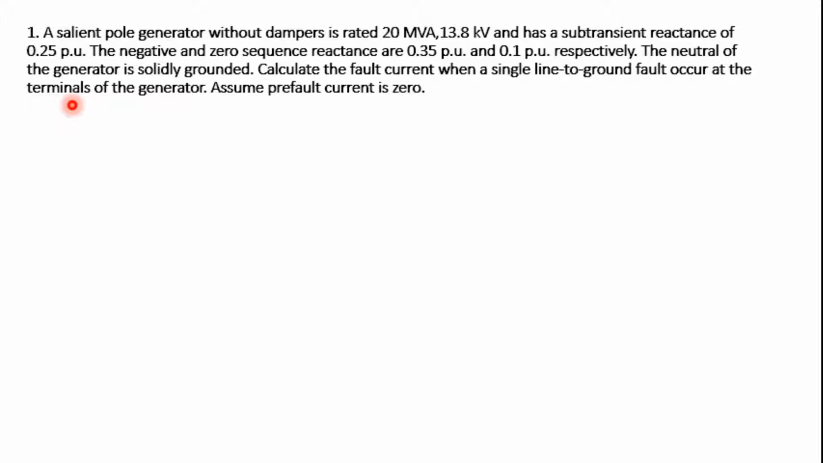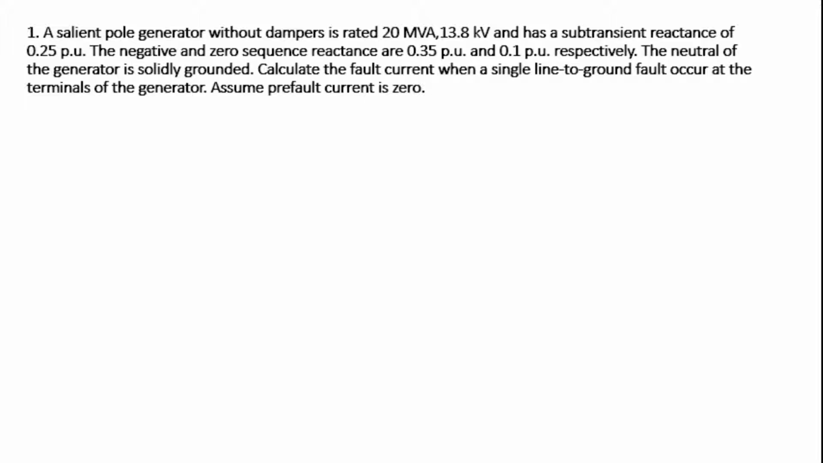So let us consider one of the numericals: a salient pole generator without dampers is rated 20 MVA, 13.8 kV and has a subtransient reactance of 0.25 per unit. So this is given in per unit. The negative and zero sequence reactances are given as 0.35 and 0.1 per unit respectively, and the neutral of the generator is solidly grounded.